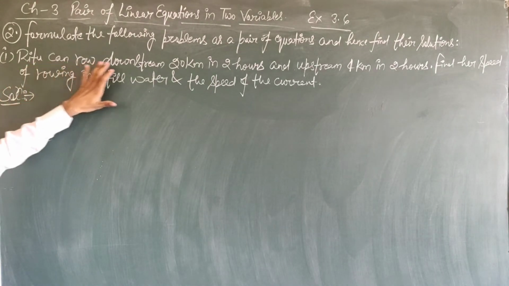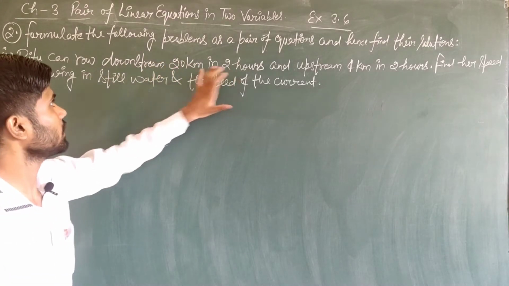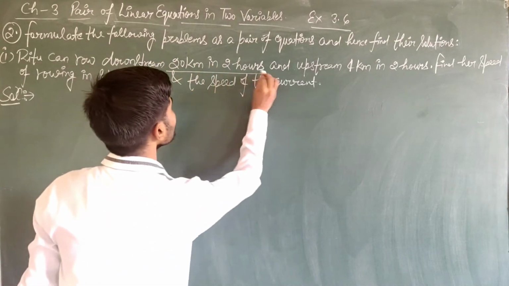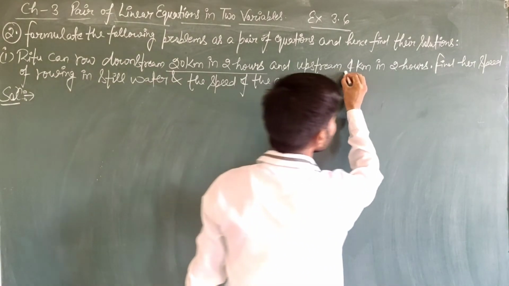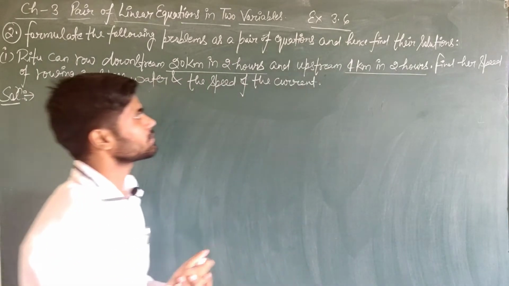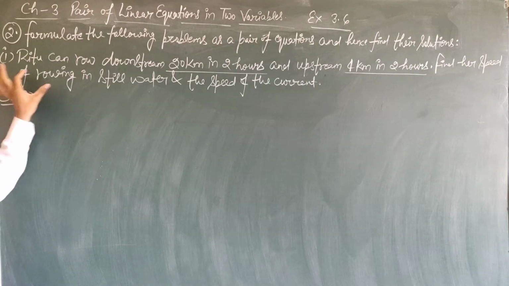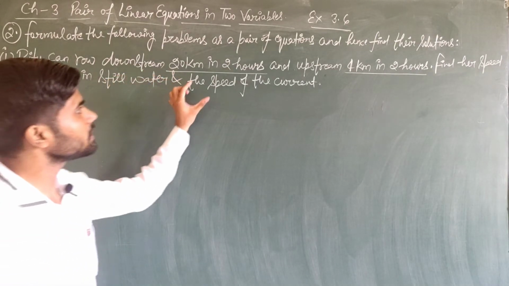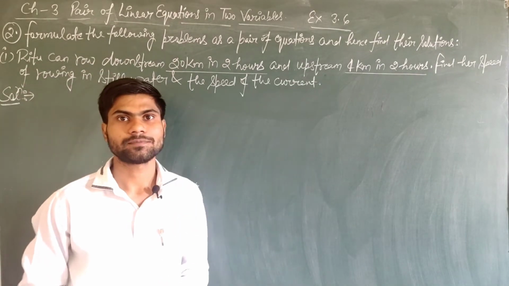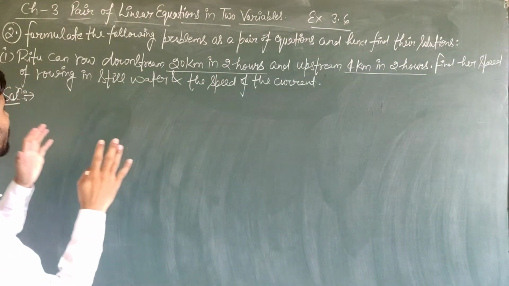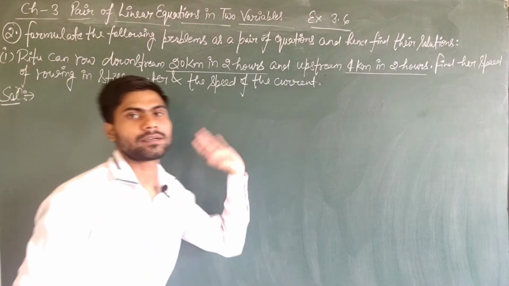Ritu can row downstream 20 km in 2 hours, and upstream 4 km in 2 hours. Find her speed of rowing in still water and the speed of the current. It means we have to find two things: the speed of rowing in still water and the speed of the current.